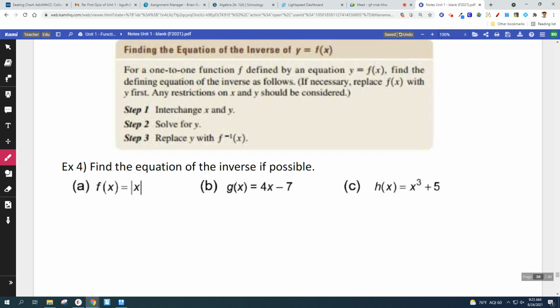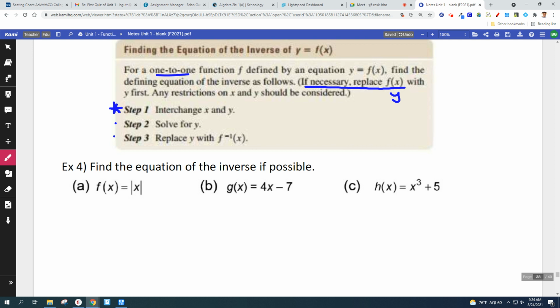Now we're going to find the equation. So this is probably the hardest part, find the equation of the inverse. First, you have to check if it's 1-to-1 and if an inverse even exists. Okay, so if it exists, we're going to, if necessary, replace f of x with y. And then this is the important step. We're going to interchange x and y. That's what we do. Switch x and y. Isolate y, and then go back into your function notation.